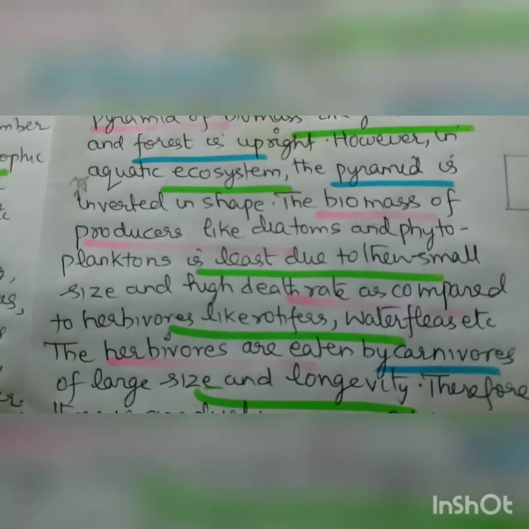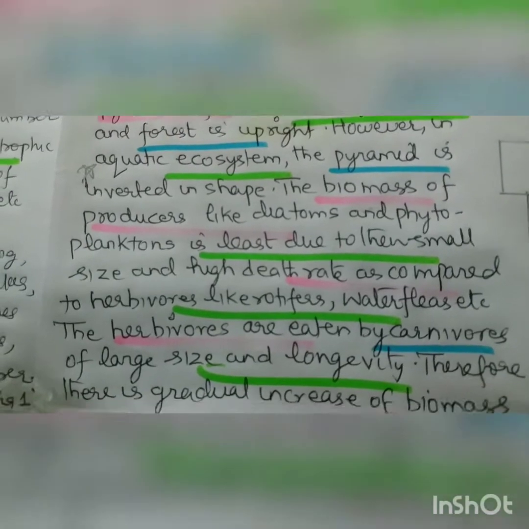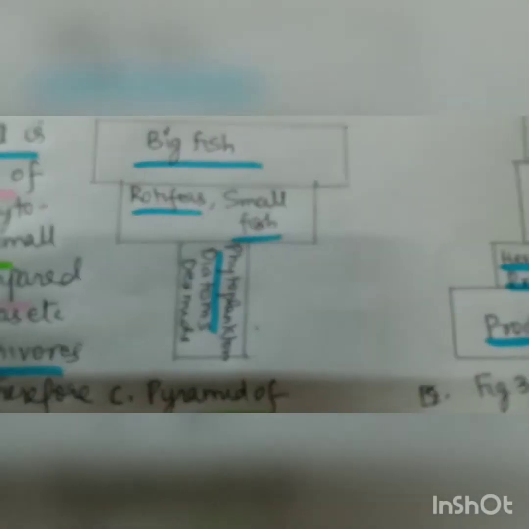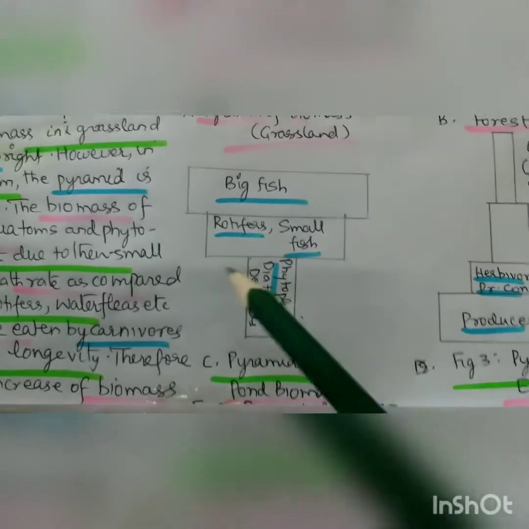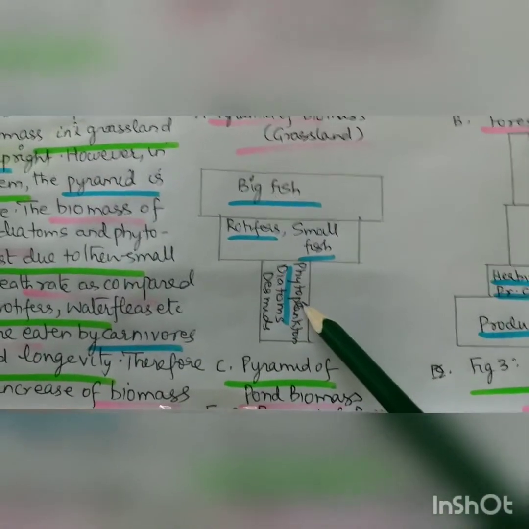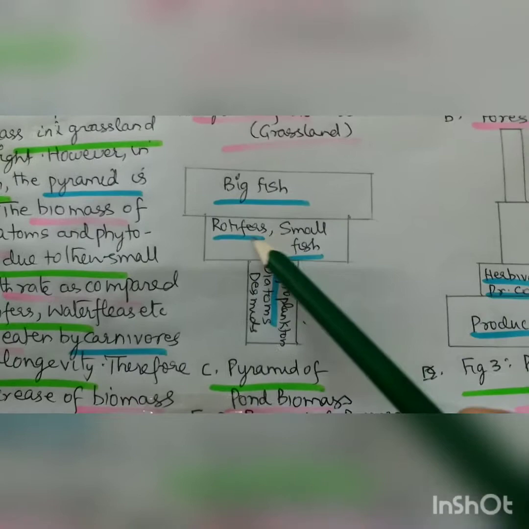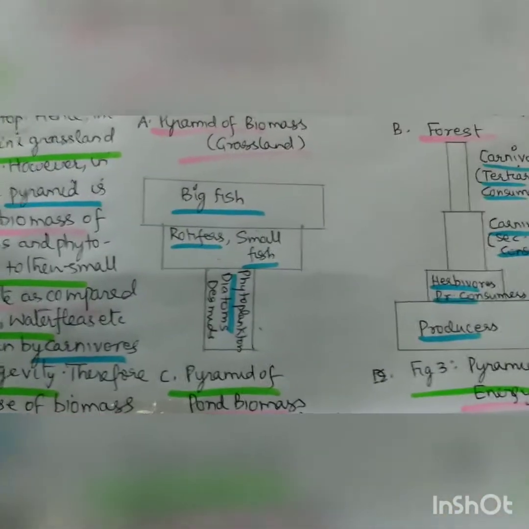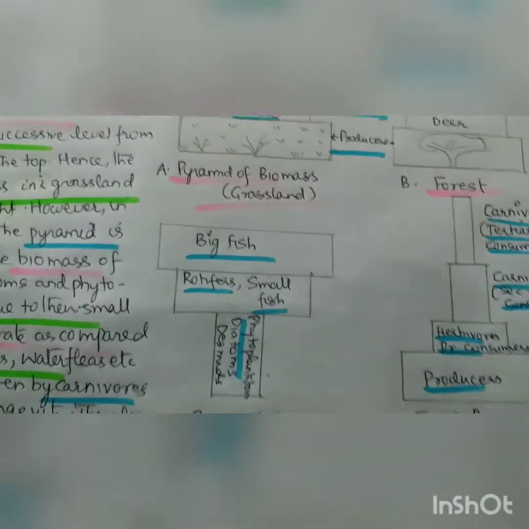The biomass of producers like diatoms and phytoplankton is least, right? See, in number there is no doubt an increase, but their weight is less. That is why their biomass is less, whereas those who feed on them, rotifers and small fish, their biomass is more. Whereas big fish, we have big fish around 150, 200 tons also, right?